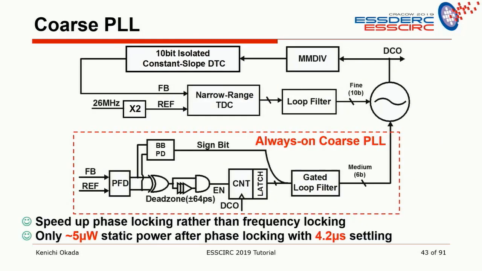Okay, this is the inside of the coarse TDC. This is a counter-based TDC, so a virtually infinite range can be realized. On the other hand, it works with the DCO clock, so it is very power consuming. In this case, we put in a dead zone here, after the PFD, of plus minus 464 picosecond. Inside this dead zone, this counter doesn't work and doesn't consume power. It is actually always working, but the power consumption after settling becomes less than 5 microwatt. So power consumption can be reduced, while quickly detecting disturbance also contributes to fast settling. 4.2 picosecond could be measured.